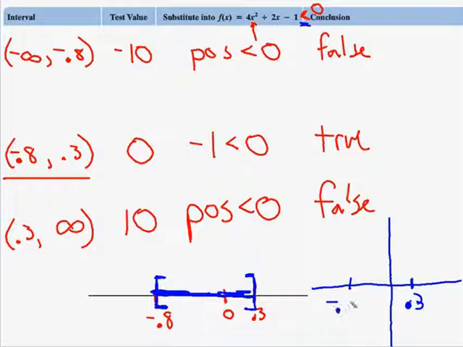And negative 0.8 would be here. And our function was 4x squared. It's a positive 4x squared, so that is a parabola opening up.